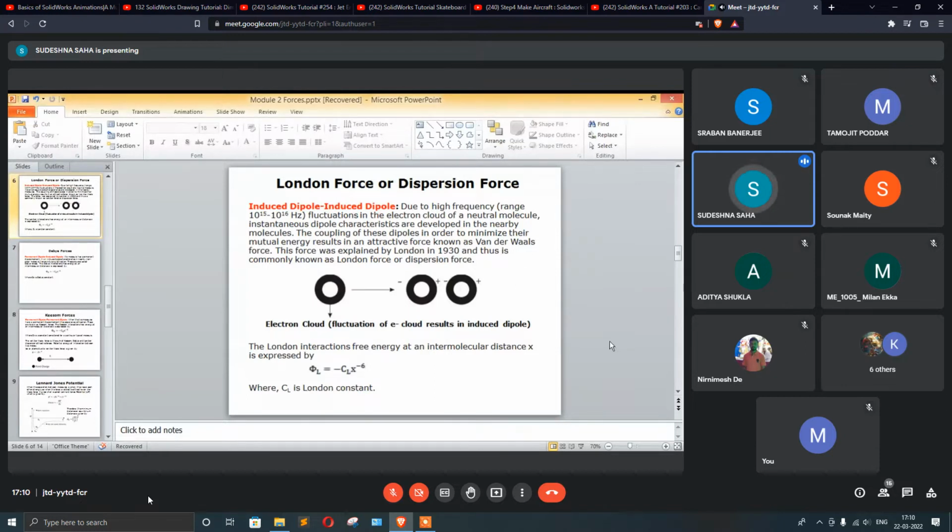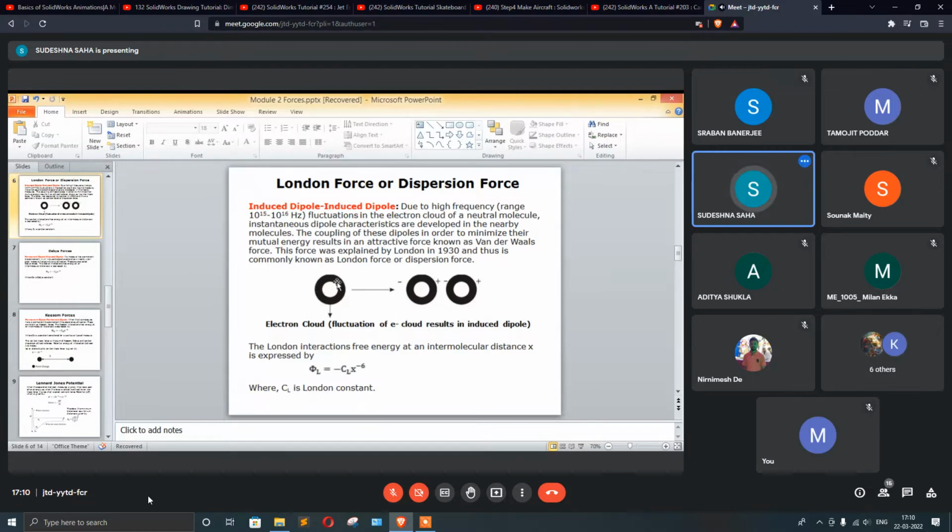The coupling of these dipoles in order to minimize their mutual energy results in attractive forces known as van der Waals force, and this force was first explained by London in 1930. Thus, it is also commonly known as London forces or dispersion forces. The London interaction free energy at an intermolecular distance x is expressed by this equation: Phi L equals minus C_L into x to the power minus 6, where C_L is the London constant.